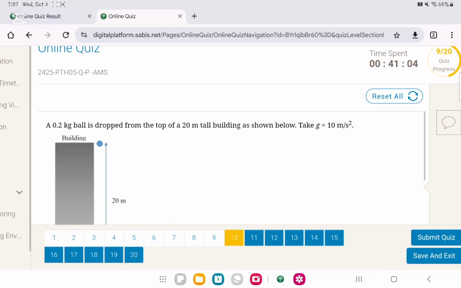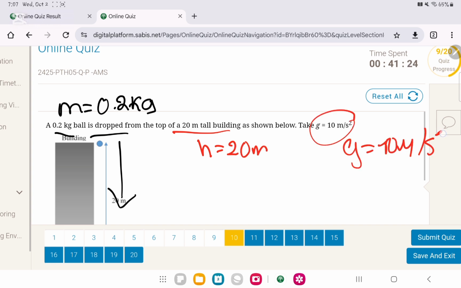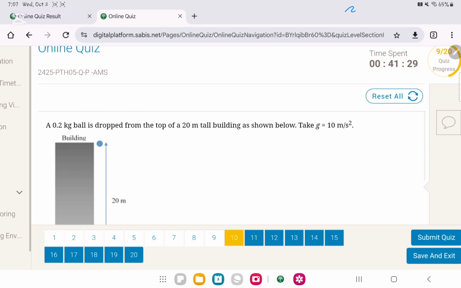Question number 10. A 0.2 kg ball is dropped. First of all, this is important: mass 0.2 kg. It's going downwards from the top of a 20-meter tall building. This is our height, 20 meters. And we have g, which is 10 meters per second squared. They're asking for the work done by gravity.